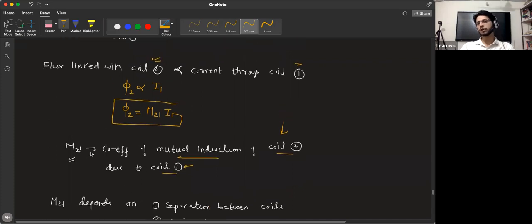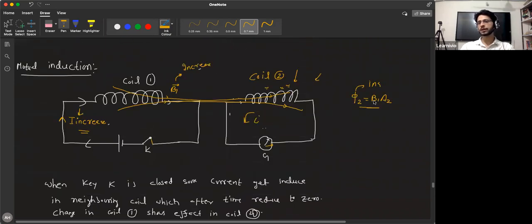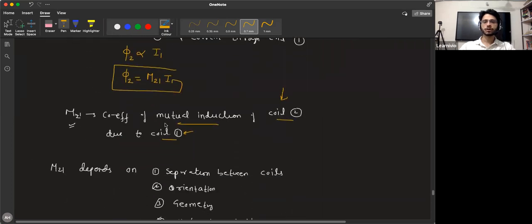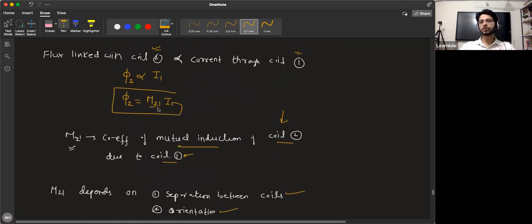Now, this M21 depends upon various factors. It depends upon the geometry of coil 2, because it's obviously flux now. Flux depends upon the area of coil 2. It also depends upon the separation between the coils, because if you increase the separation between coil 1 and 2, then the strength of the magnetic field will decrease, and flux will change. You can say your coefficient of mutual induction depends upon separation, orientation, geometry, and also the nature of the material, because if you change the material, then the magnetic field will change. So this is mutual induction of coil 2 due to 1.